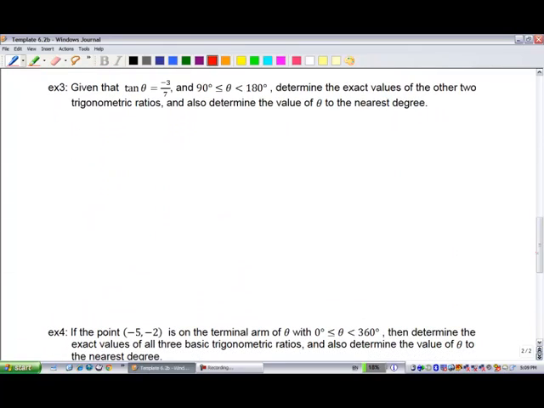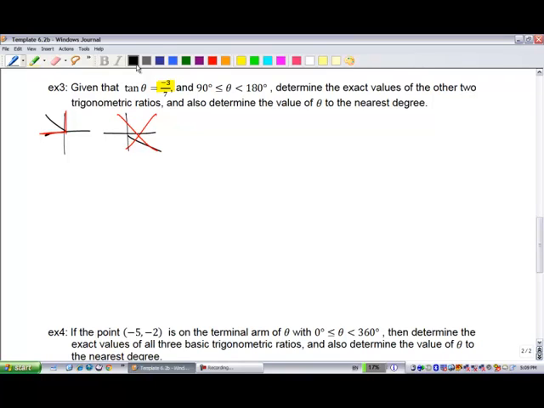Just making the questions a little bit more difficult, building a little bit more, given that tan theta is negative 3/7. Right away, when I see that, I think, okay, if tan is negative, it has to be in quadrant 2 or quadrant 4. Then they tell me that theta is between 90 and 180. Well, 90 is straight up and 180 is straight left, so we must be talking about the top left. So we're in quadrant 2.